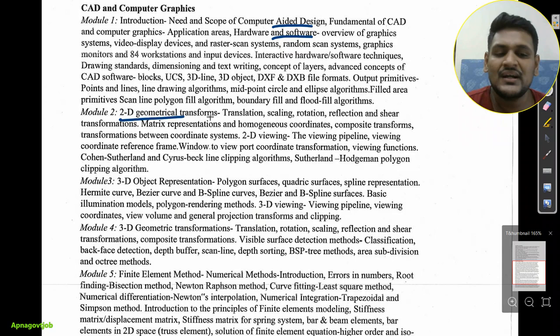So if you want, you can do, otherwise directly you can skip this. 3D object also, if you want, you can do, otherwise skip. Okay, I don't think they will ask this. 3D geometric transformation, finite element methods.